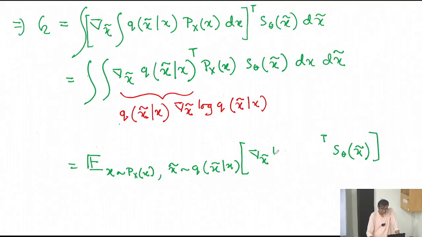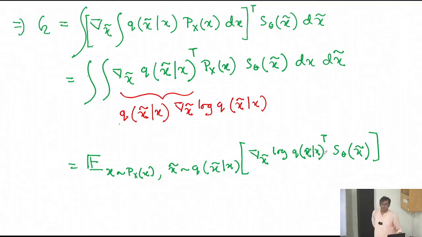Log of q. Everyone follows? Simple, right? I wrote the gradient without the transpose, so that's why I did not write it. I mean, the transpose is obviously there, so I was trying to mark without the transpose part. Clear?